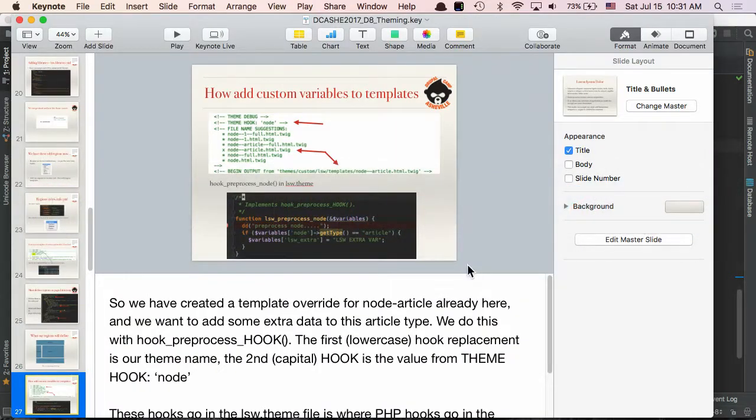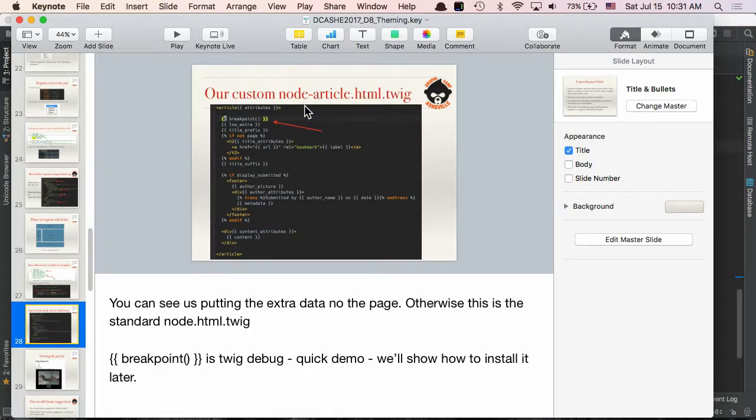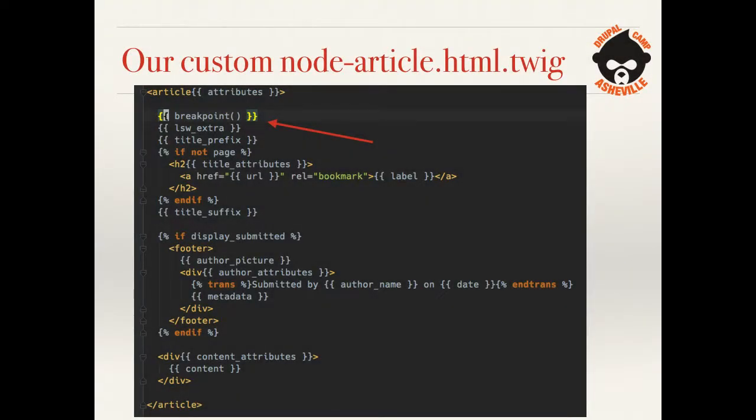Right, let's go back to Kint. How are we doing for time? So here you can see the LSW extra, just curly brackets, the same way you dump out any twig variable onto the page.